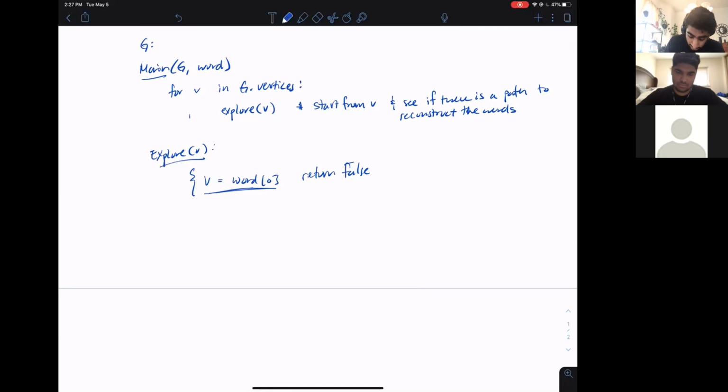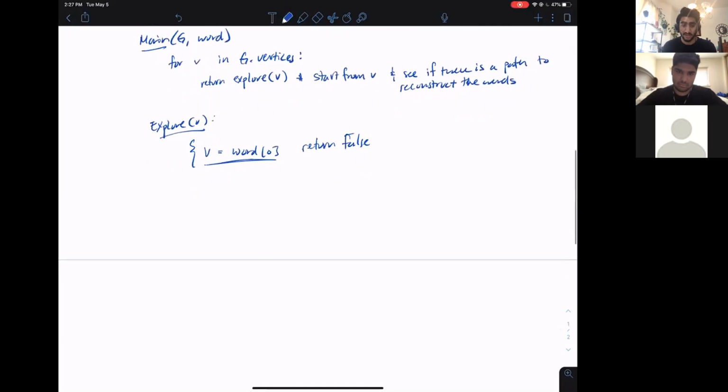That also reminds me, I forgot to mention that we're going to be returning whatever Explore V does for us, because Explore V is going to be telling us yes or no from a particular vertex: can I construct the word I'm looking for? In addition to this, there will probably be a couple of other checks to make sure that I'm actually within bounds of the matrix. But that's essentially it.